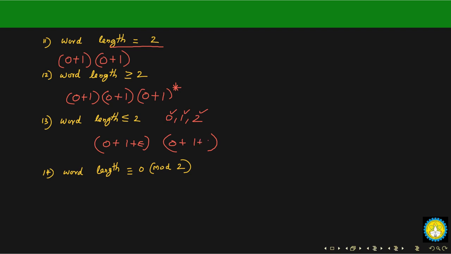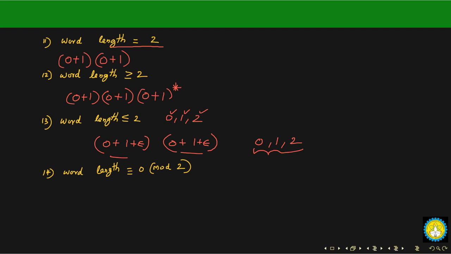So that means you have the choice of either selecting a 0, 1 or an epsilon. If you select epsilons in both these locations, then your string length will be 0. If you select one of them as an epsilon, then your string length will be 1. And if you select none of them as epsilons, then your string length will be 2. So this is how we can construct a regular expression where word length is expected to be less than or equal to 2.